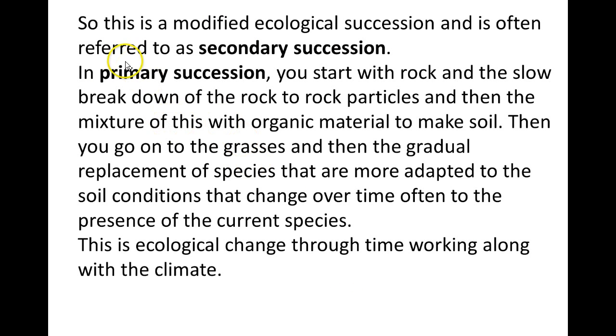So as a sort of a summary then, what we saw here was a modified ecological succession and is often referred to as secondary succession because it was a succession from abandoned farm fields. Now in primary succession, just to review the term a little bit, you start with rock that slowly breaks down and you accumulate a rock powder. And then to that you add lichens and other organic material, mosses. And in fact, I'm going to do another video where I've illustrated that. And then through time you get some soil.